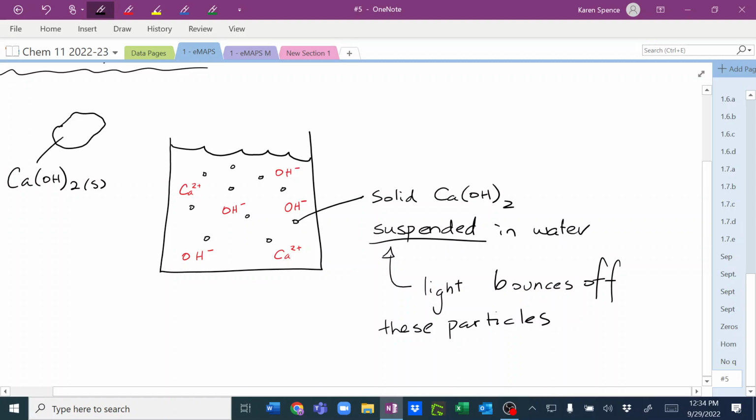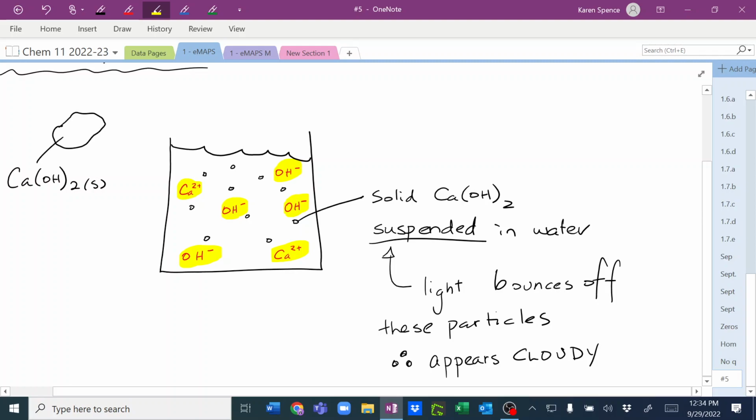And what does that cause your mixture to look like? You can't see through it. It is cloudy, okay? However, you heated it up. Did all of the calcium hydroxide stay in solid form? It is slightly soluble, so some of it dissolved.